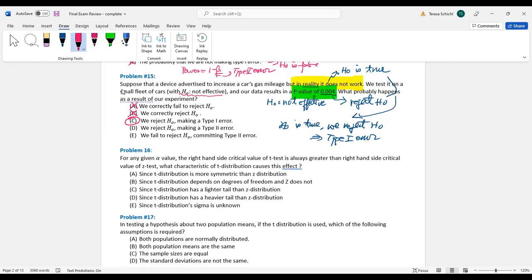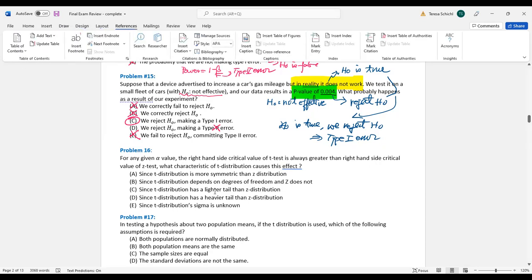Okay, D says we reject H0, making type 2, so this is not true. Let's say we fail to reject? No, we did not fail to reject, we correctly rejected because the p-value is very small. So the correct answer is C. Okay, let's take a look at number 16 here.